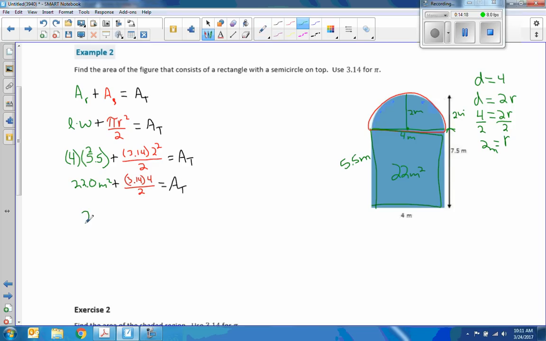So we have 22 meters squared plus, now this 2 will reduce that 4 down to 2, and 2 times 4 is 8. 2 times 1 is 2. 2 times 3 is 6 meters squared. So half this circle is 6.28 meters squared. And that equals our area of the total region. So now 22 plus 6 is 28.28 meters squared equals the area of the total region.